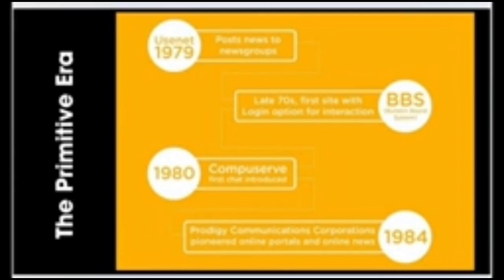The second one is the BBS or the Bulletin Board System. It was popular in the late 70s because it was the first site with login options for interaction. And the third one is CompuServe in 1980, where the first chat was introduced. And lastly, the fourth one, in 1984, Prodigy Communication Corporation pioneered online portals and online news.